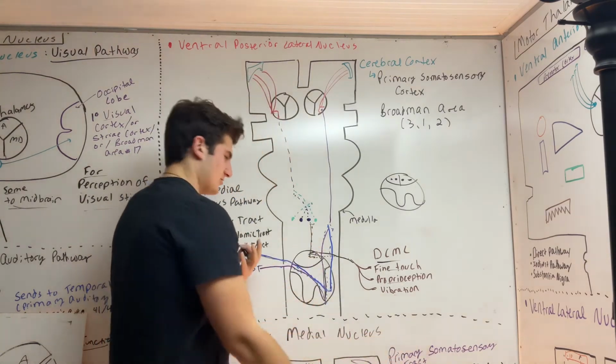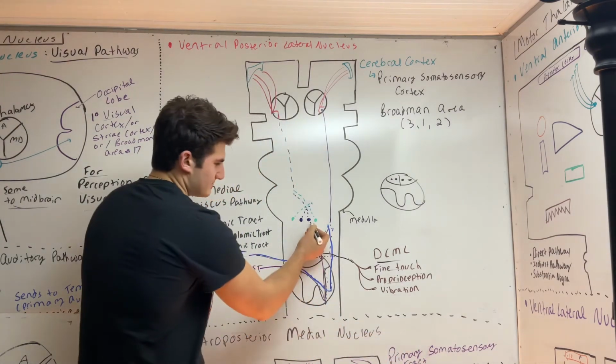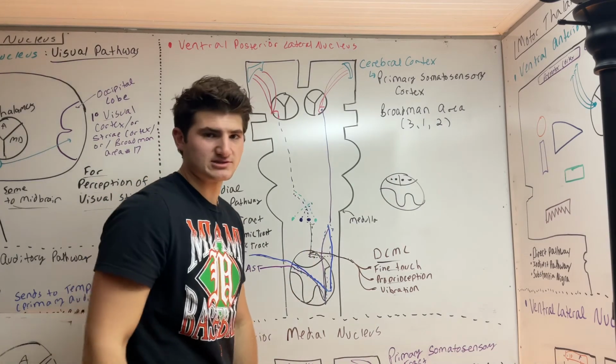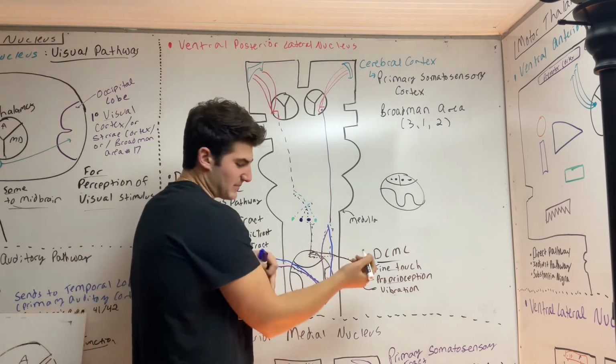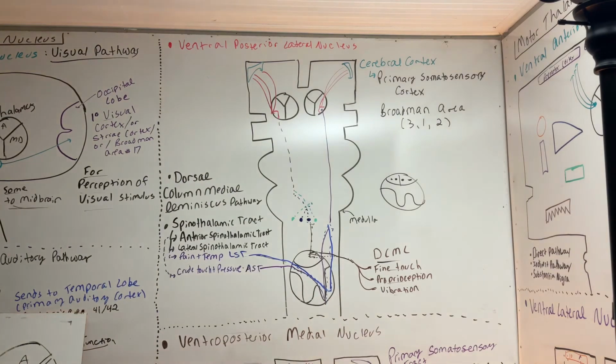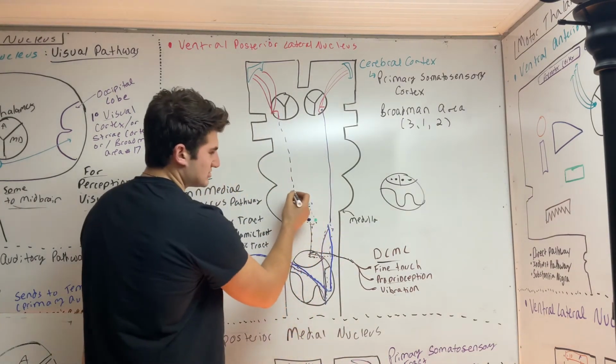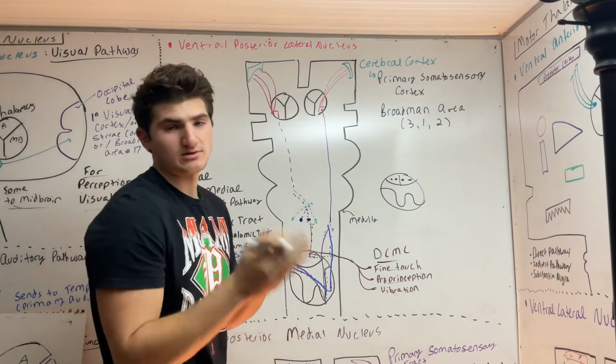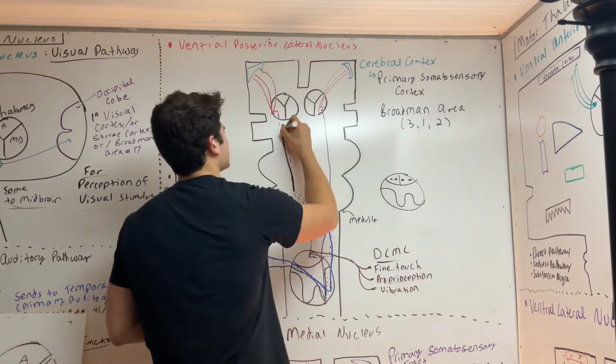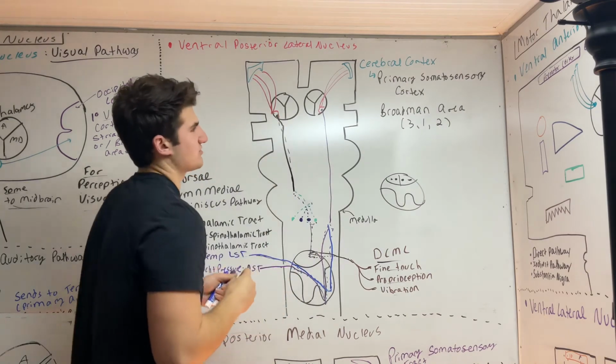But, real quick, if it's coming from the lower body, it's going to where? Nucleus gracilis. If it's coming from the upper body, it's going where? Nucleus cuneatus, over here, whatever. These fibers then cross over and join together. Contralaterally cross over, they ascend upwards. When they ascend upwards, what are they going to go to?